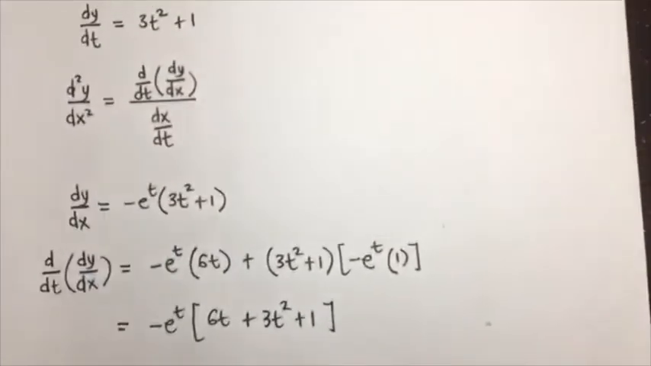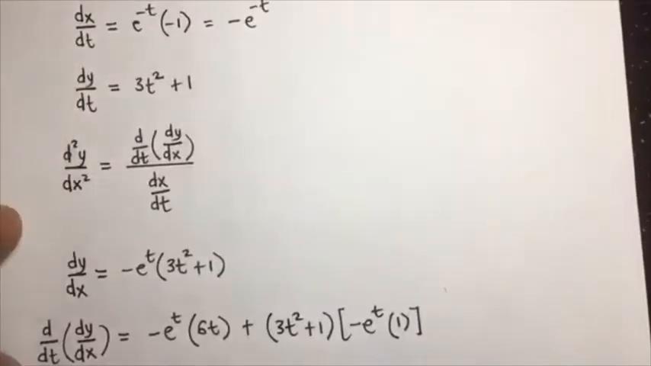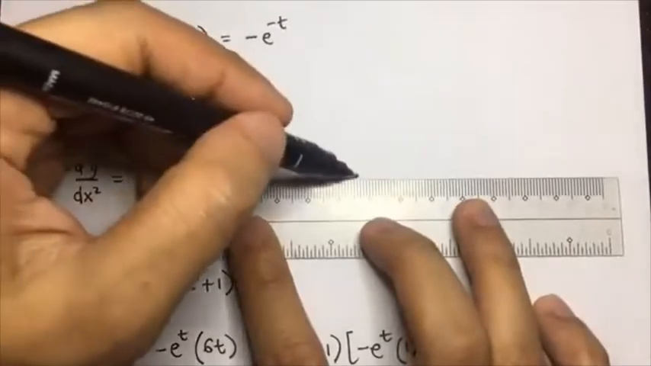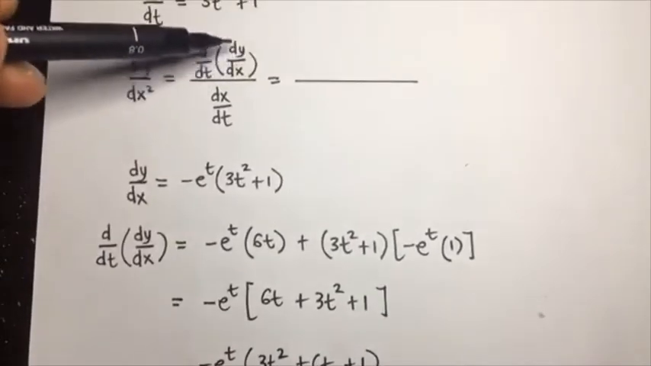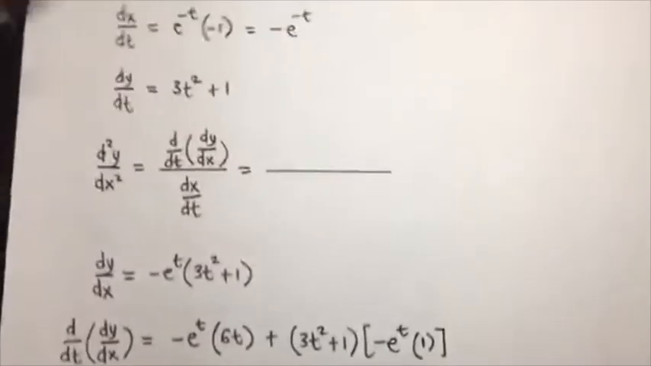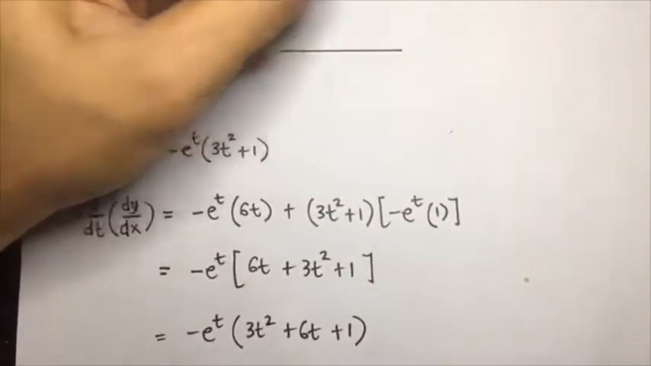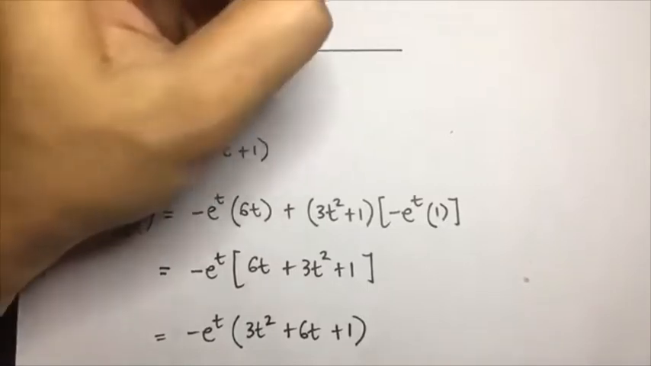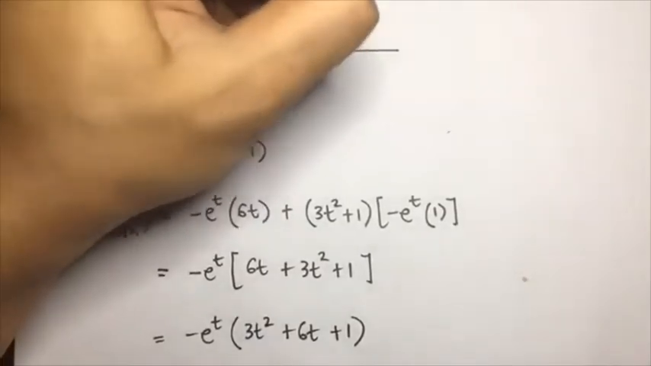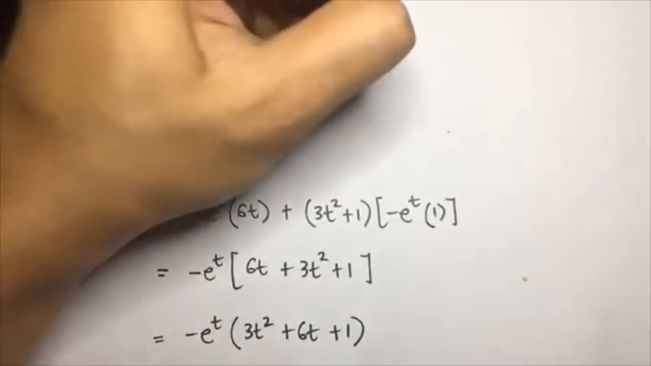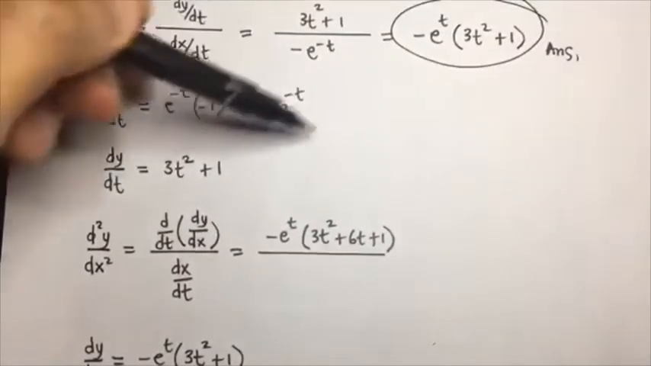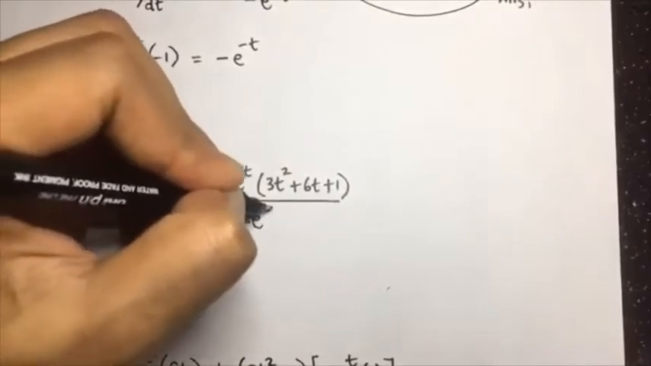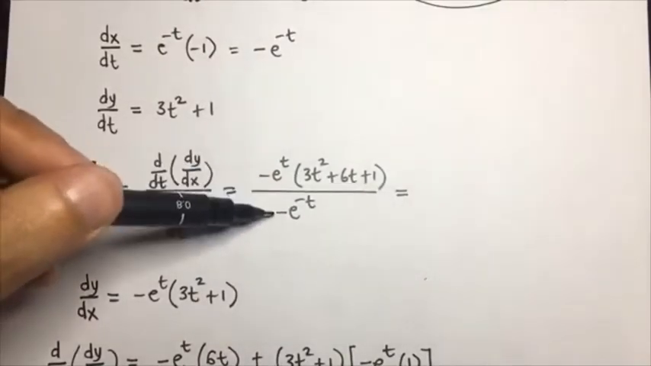Okay, so let us substitute that into our formula. So for the second derivative, dividing the derivative of dy over dx with respect to t, which is this, so let's copy that. Negative e raised to t times 3t squared plus 6t plus 1, over dx over dt. So our dx over dt is negative e to the negative t. Okay, so simplifying that, negative divided by negative will become positive.